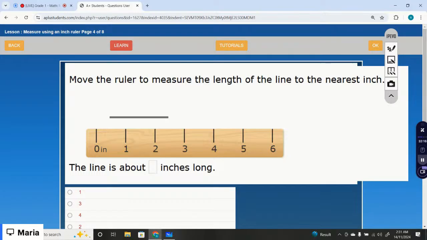That is 2 inches long. The correct option is 2 inches. Okay, you can complete the lesson by yourself later today. Let me just move on to the next lesson.